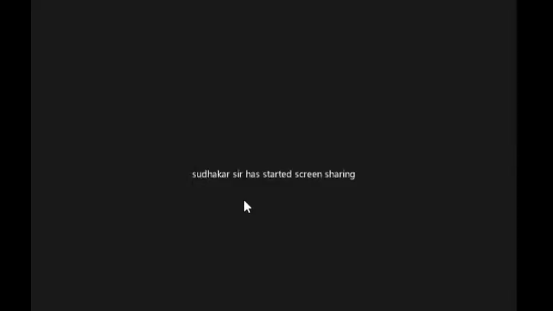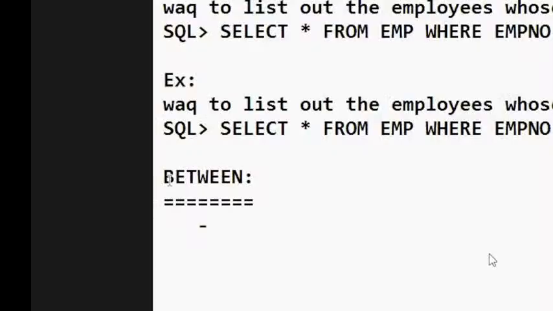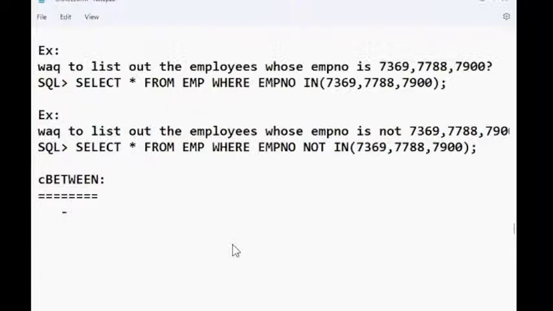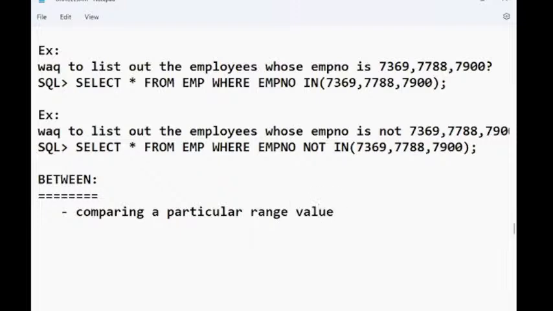We need to record. Here we are comparing. You can use BETWEEN. Okay, write down below: comparing a particular range of values.